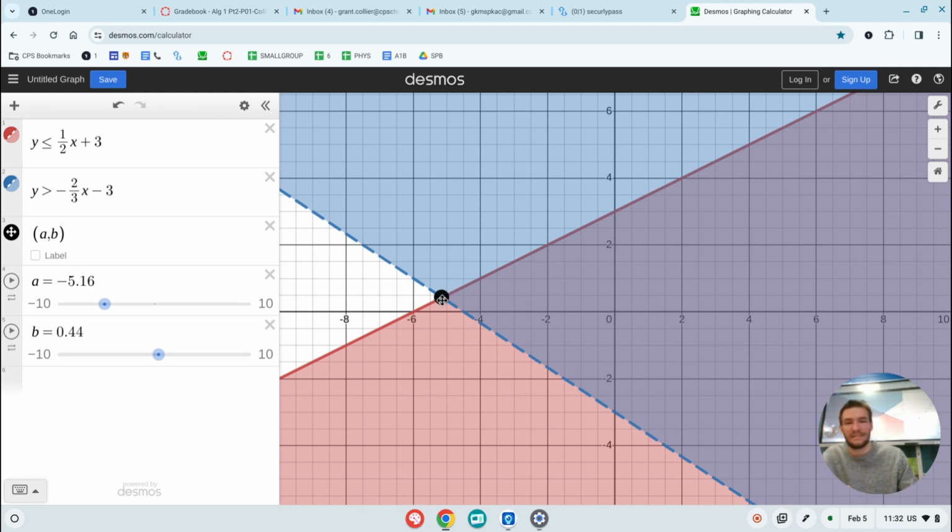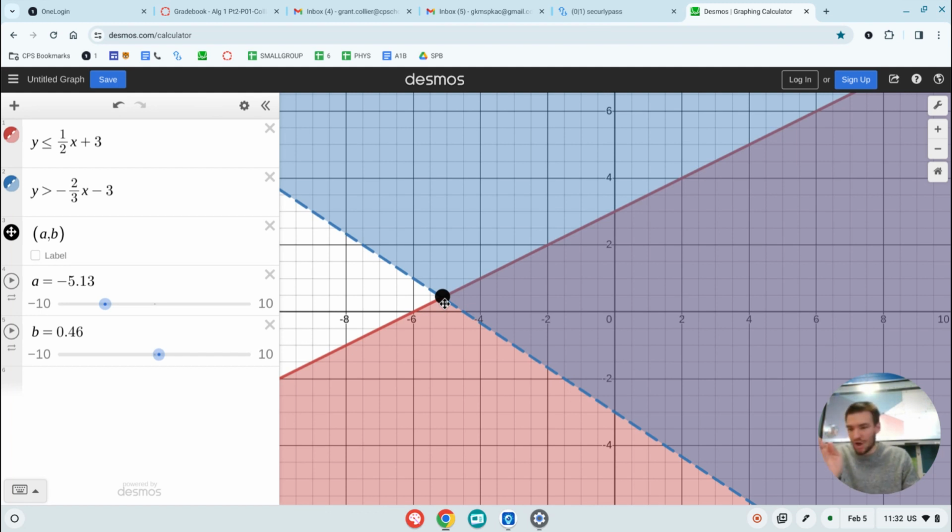Now, here's the second, that was 30 seconds. Here's the last 30 seconds, the most important sentence we're going to talk about all day. This spot right here, right in the middle, it's right on the corner. Does this count as a solution or not?